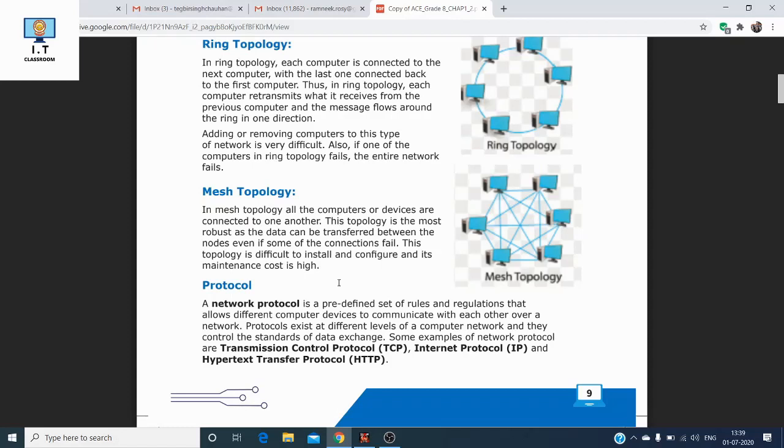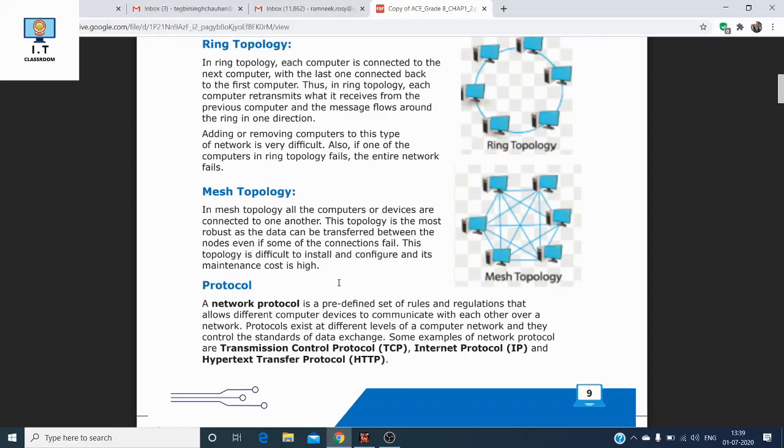Next, the term which we will discuss now is protocol. As you know that we are using networking system nowadays everywhere, and a protocol is a set of rules that outlines characteristics of how two devices communicate over the network. A network protocol is a predefined set of rules and regulations that allows different computer devices to communicate with each other over the network.